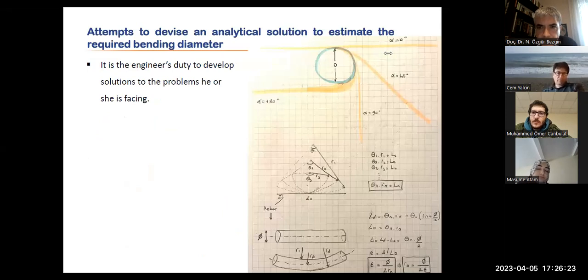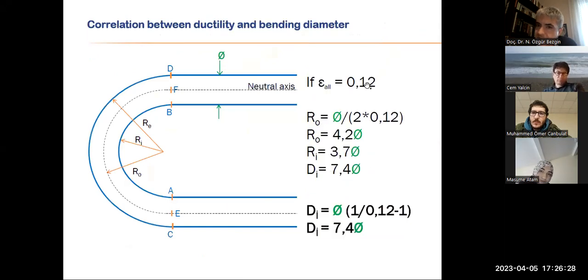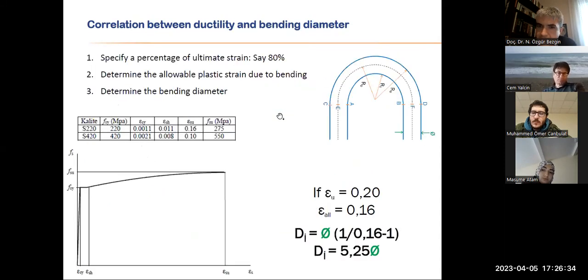Because this steel does not have that level of ductility to do all this for me. So then let's have an understanding. Let's find a method where we can say that, hey, if this is my rebar, if this is the tensile ultimate strain level, I don't want to use it completely. I don't want to strain it up to this point, because after that necking down begins. So if this is the maximum, let's say I want to use about 80% of it. Then we can determine the bending diameter.